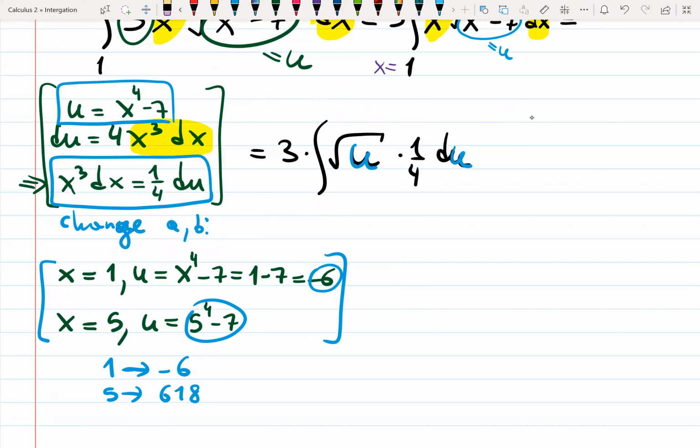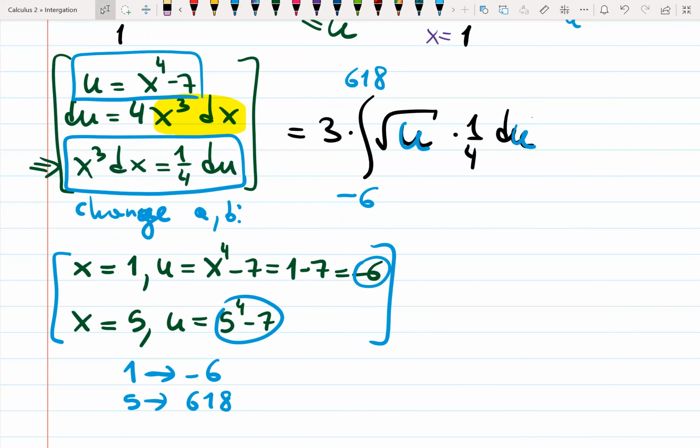So I will put it here. 1 was at the bottom, so it's now at minus 6. 5 was at the top, but now it is 18. Don't be bothered if the A is lower than B at some point, or if A is bigger than B. Sometimes you'll have from 10 to 0. Doesn't matter. Trust the calculations. So in this case, A and B are in order, but sometimes A can be bigger than B, whatever. Just keep it like that.